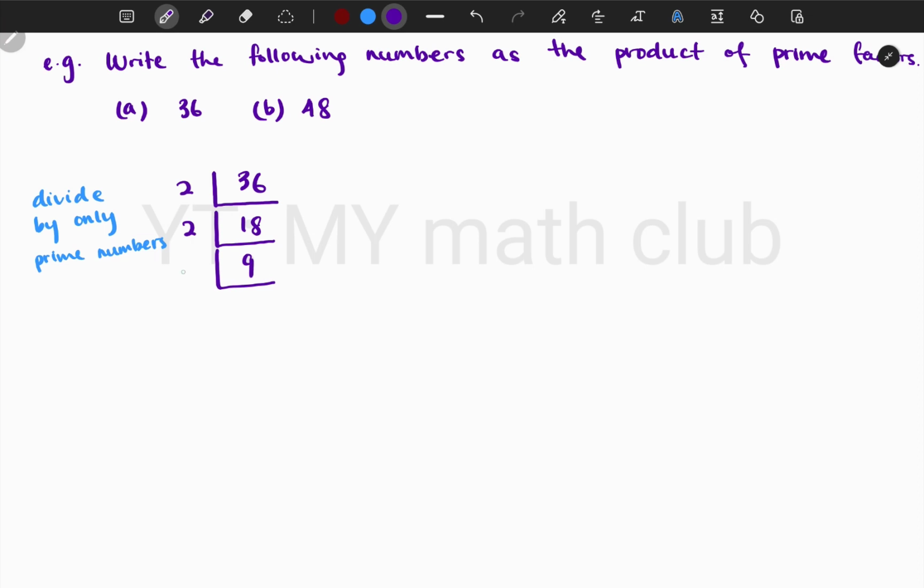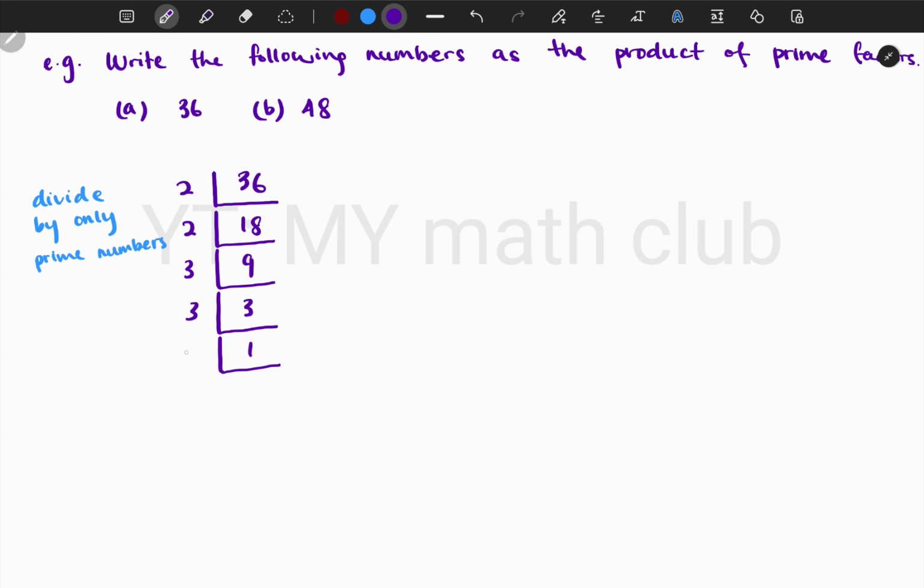We get 9. 9 cannot be divided by 2. So we're going to use 9 divided by 3, right? 3 is the next best prime number that we can divide this by. So 9 divided by 3, we get 3. 3 divided by 3, we get 1. Once you reach 1, you cannot divide it by any other prime numbers anymore. Then that is where you're going to stop.